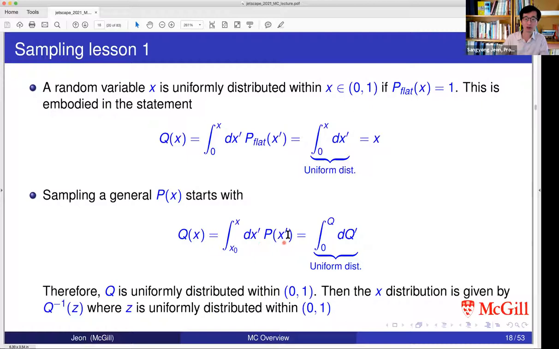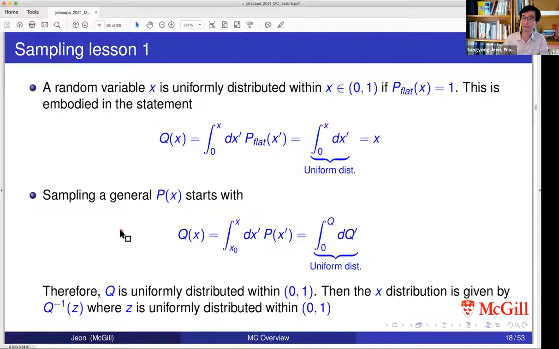So if I know how to do this integral, I know that this is uniformly distributed. Therefore, to get x, all I have to do is take the inverse function. I generate uniform random numbers from 0 to 1 that represent q, and I apply the inverse function of q, and that's it. That's how you get x. Of course, the caveat is that you need to know how to do this integral, and you need to know how to invert that integral.